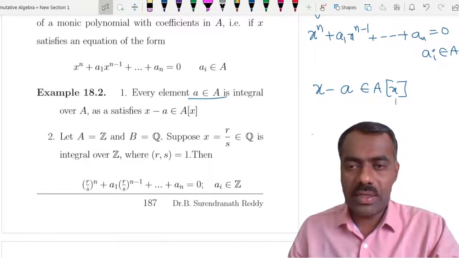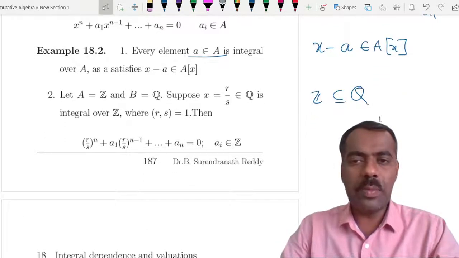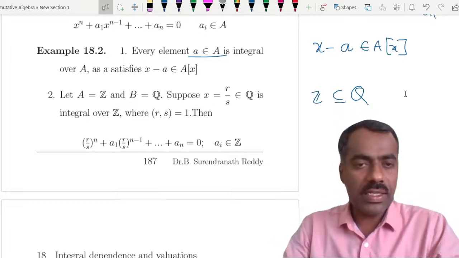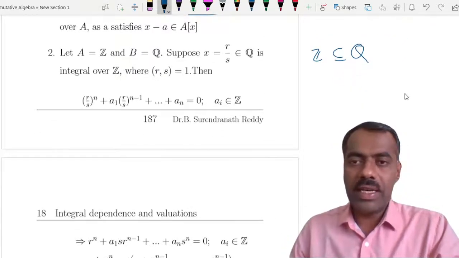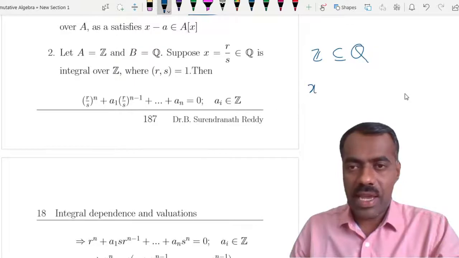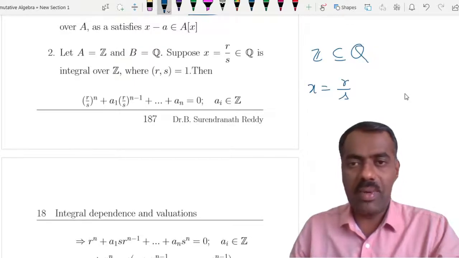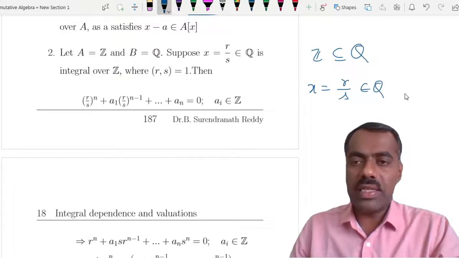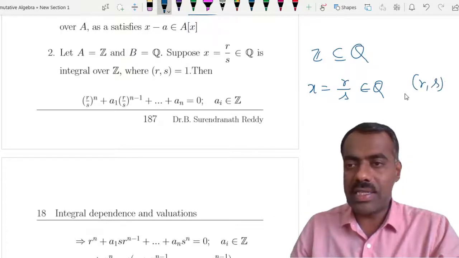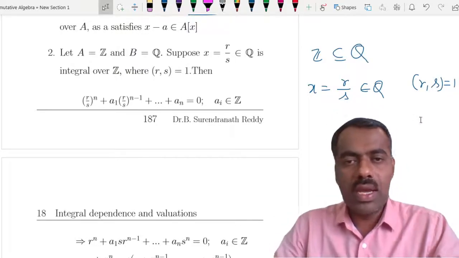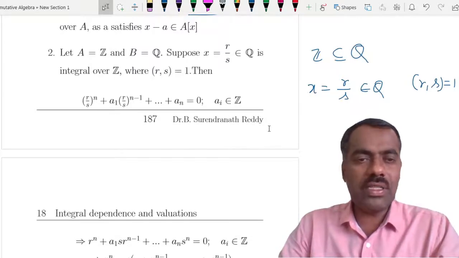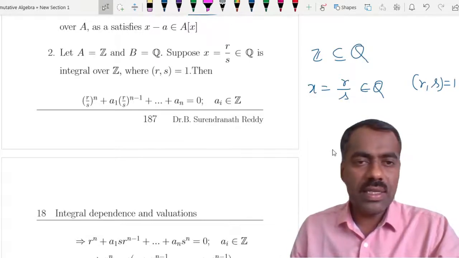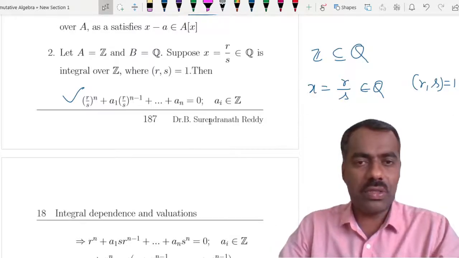If you take Z, which is a subring of Q, then we will see what are all the elements of Q which are integral over Z. Okay, we'll prove that. So take some x, which is a rational number r/s, and we will take it in standard form. That means gcd(r, s) is 1. Then suppose this number is integral over Z, that means there exist n and ai belonging to Z such that this expression is equal to 0.